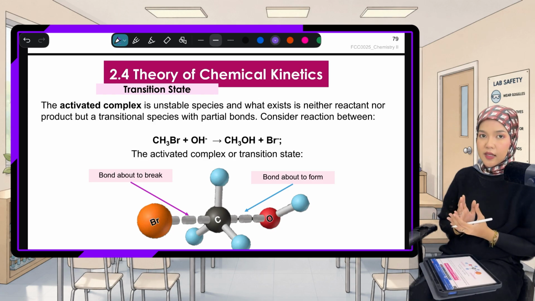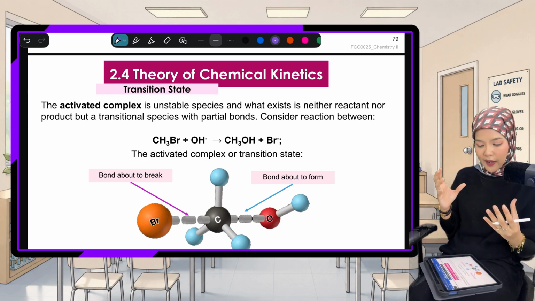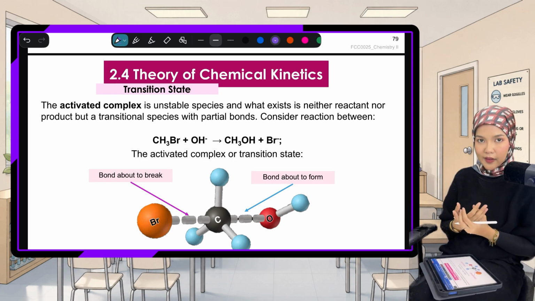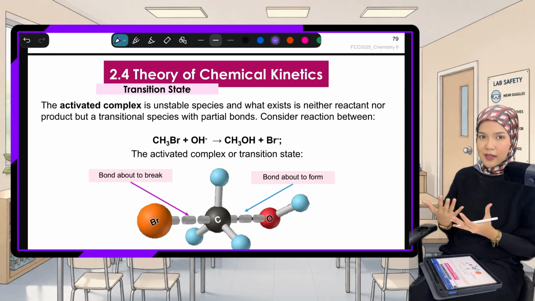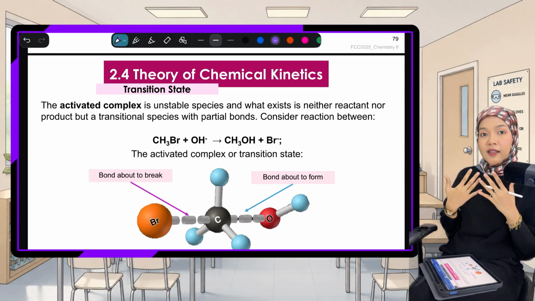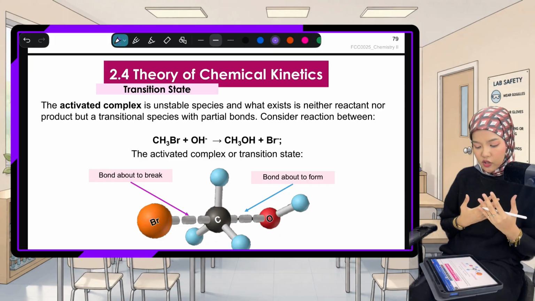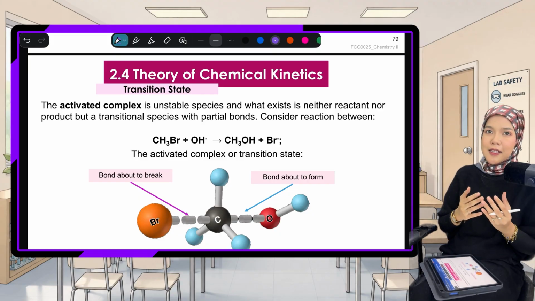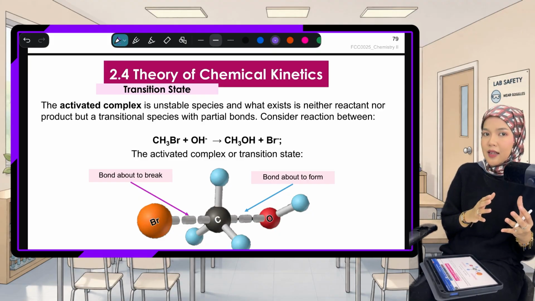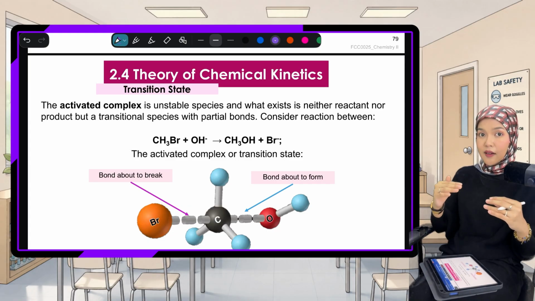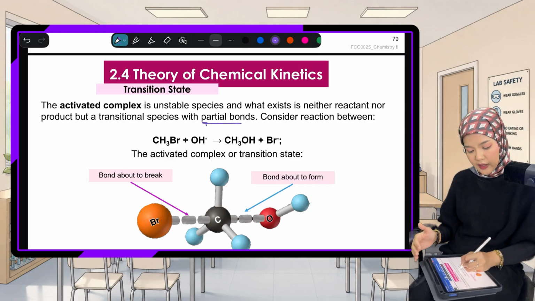At the transition state, there is what we call a complex. This activated complex, what is it? It is an unstable species which exists neither as a reactant state nor as a product state. They are in between. They will have this kind of partial bond.